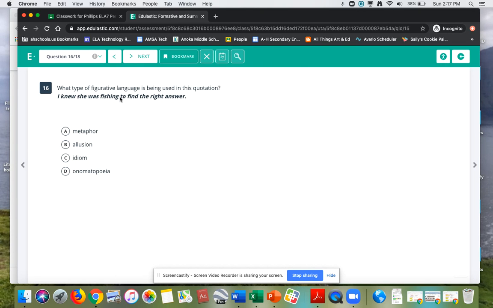Question 16, what type of figurative language is being used in this quotation? I knew she was fishing to find the right answer. Okay, so I've never heard that expression before if somebody is fishing for something. And so what kind of figurative language is that? Those are your options.